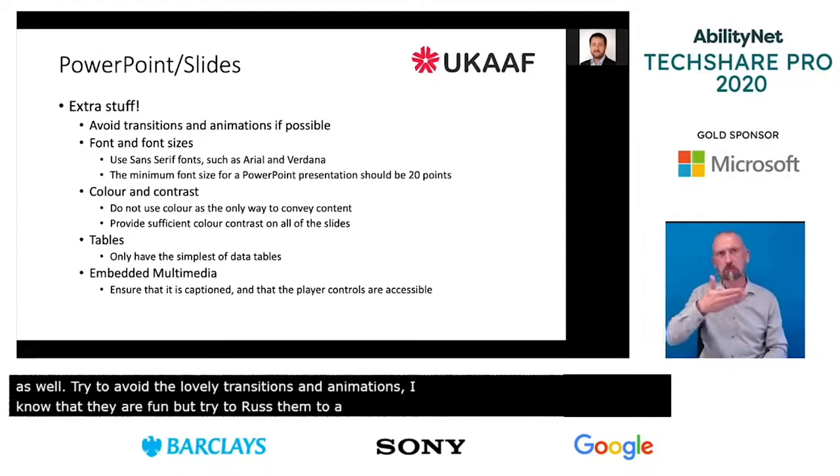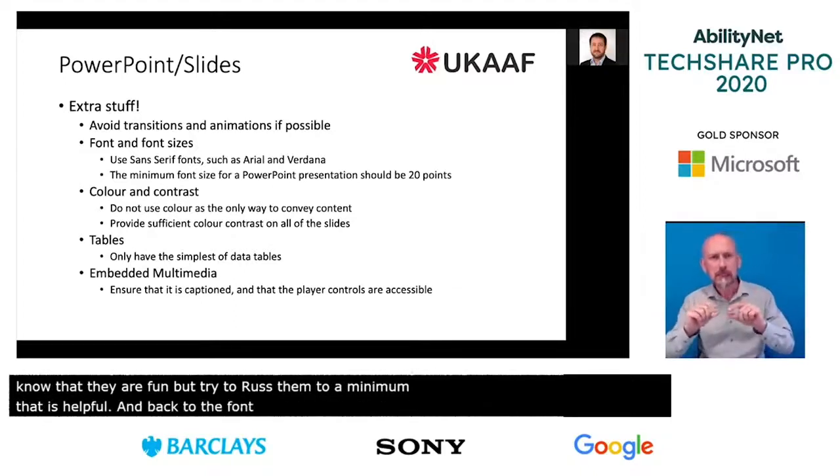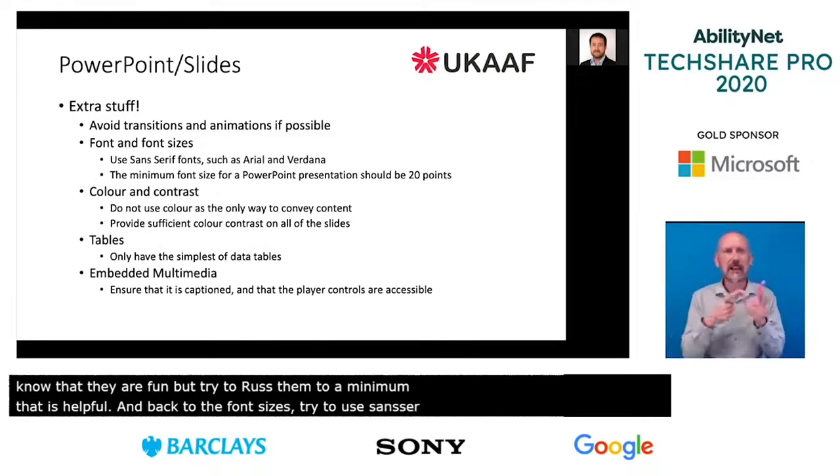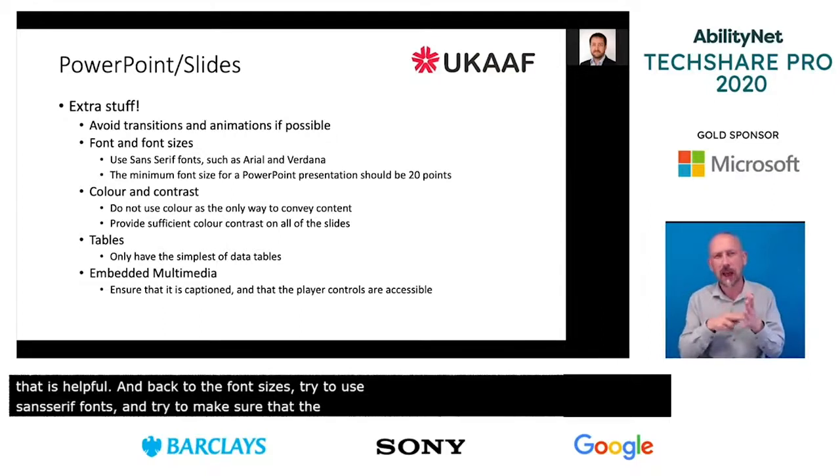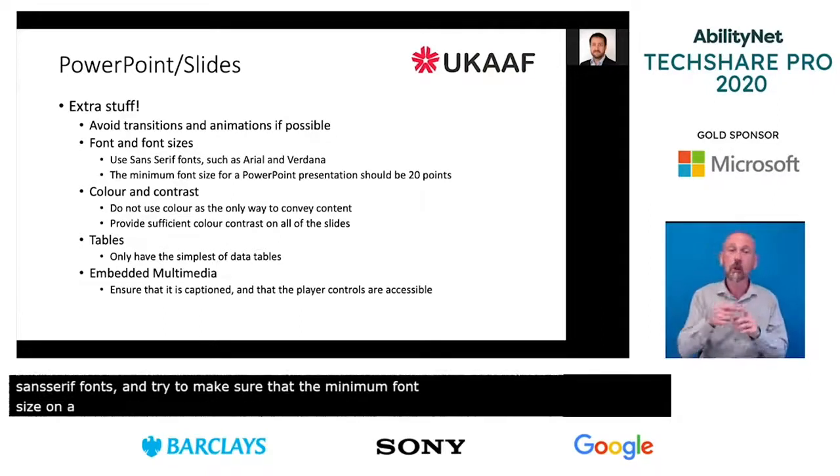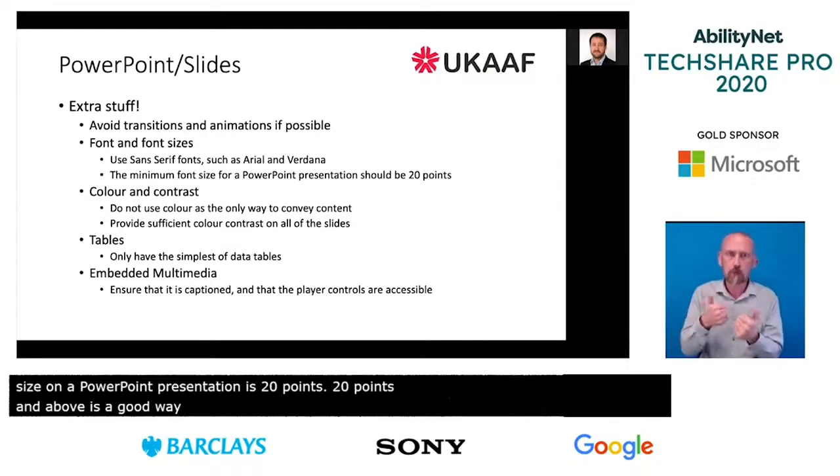Then we go back to the font and font sizes that we were talking about before. Try and use sans serif fonts. Arial and Verdana are good examples of those. But try and make sure that the minimum font size on a PowerPoint presentation is 20 points. So 20 points and above is a good angle to start on your PowerPoint or slides shows.